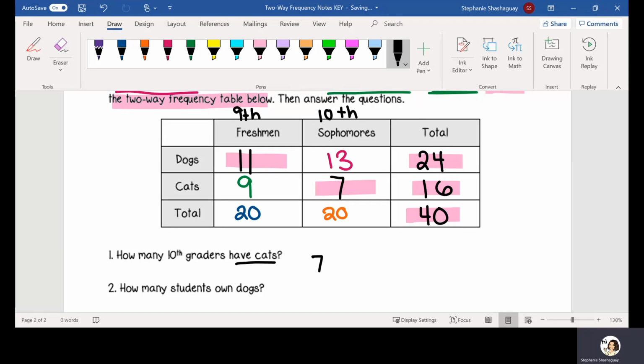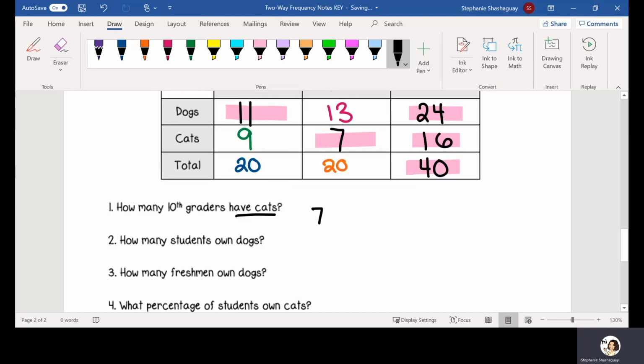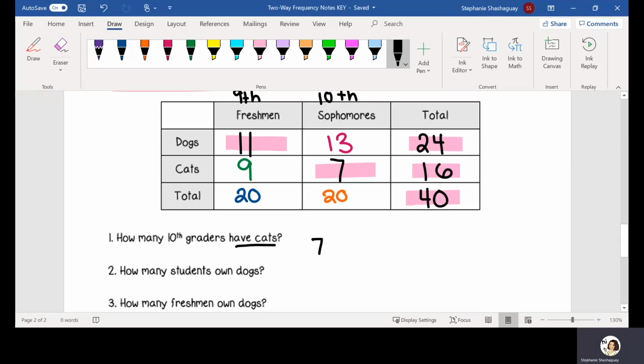How many students own dogs? Well, let's look at the total number of students that like dogs. Okay, that's going to be this number right here, because it didn't ask for freshmen or sophomores specifically, it asked for the total number of students, and that number is 24.